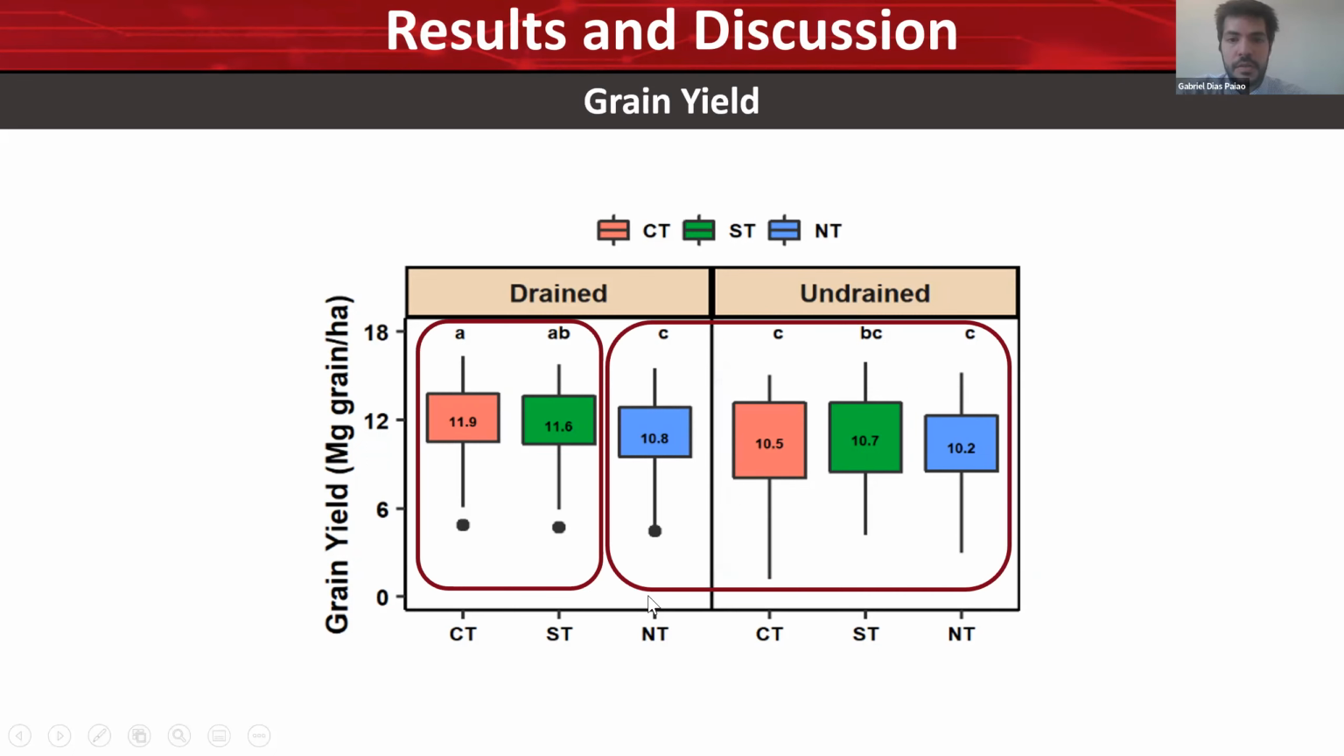And then when we look at the no-tillage system in drained soils versus the other tillage practices in undrained soils, we can see that they were not different. So this indicates that the no-tillage system results in yield reductions compared to conventional tillage and strip tillage, especially in drained conditions. So this indicates that there is a larger utility of the strip tillage system compared to no tillage for corn production.